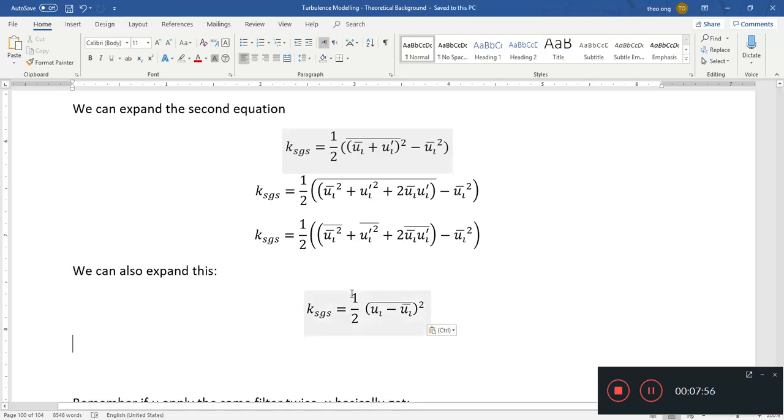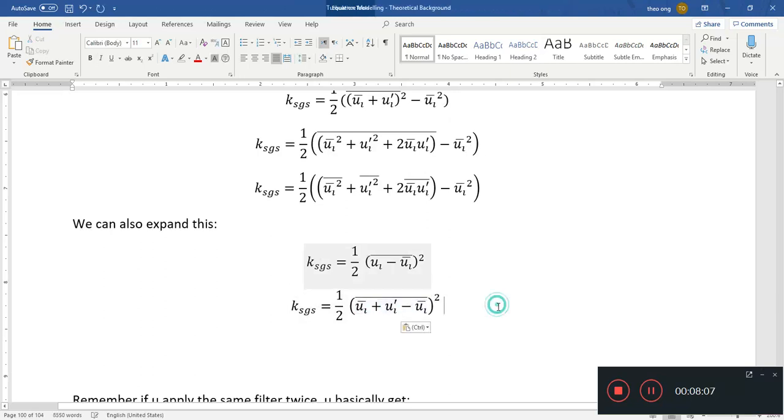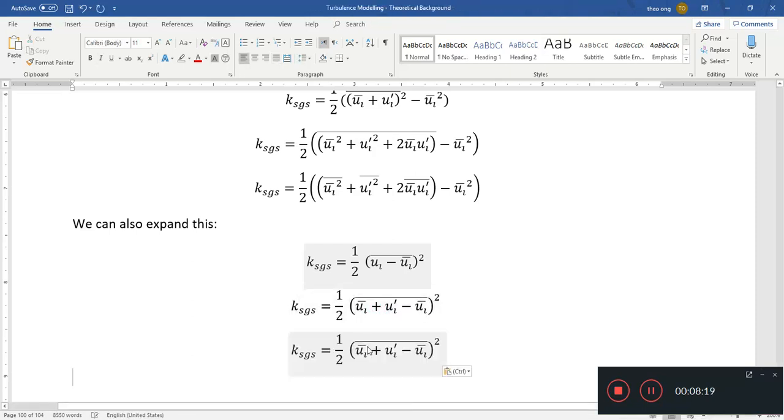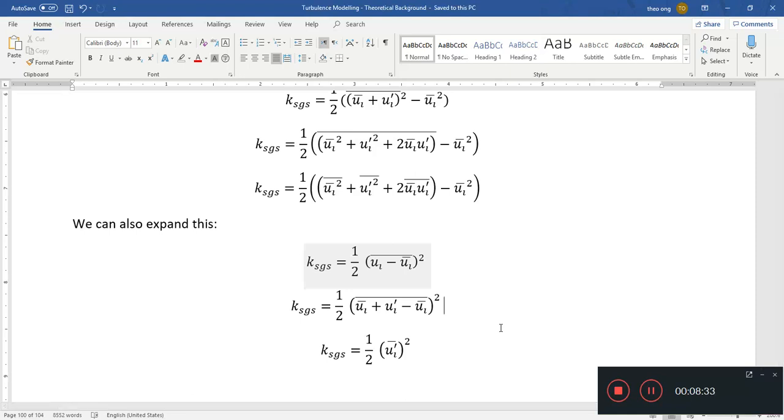Alright, and what we'll get is KSGS is UI bar plus UI, okay, UI bar plus UI, and yeah, we see that this part actually cancels out very nicely. And then you will just have UI prime squared. So it's a slightly different way of writing the thing.